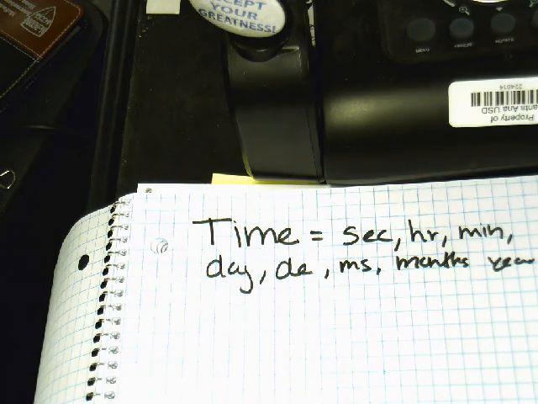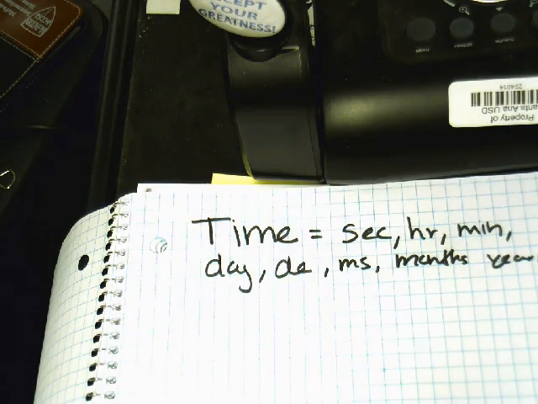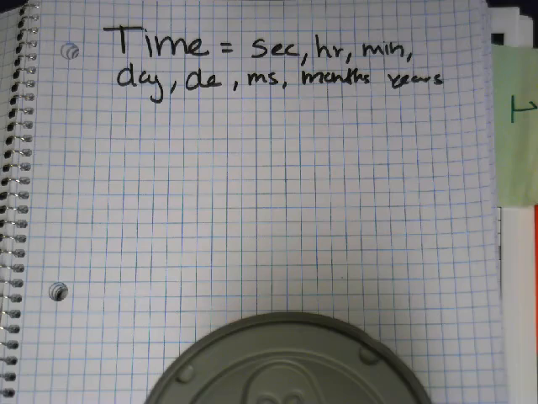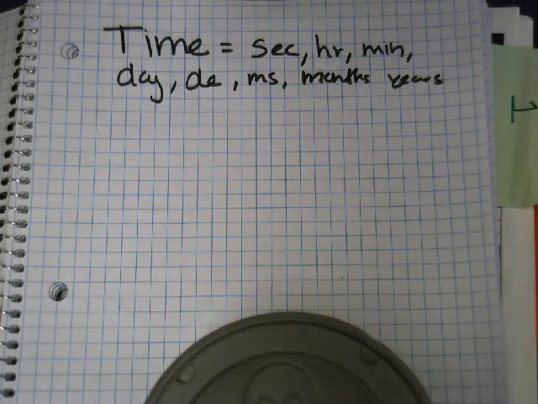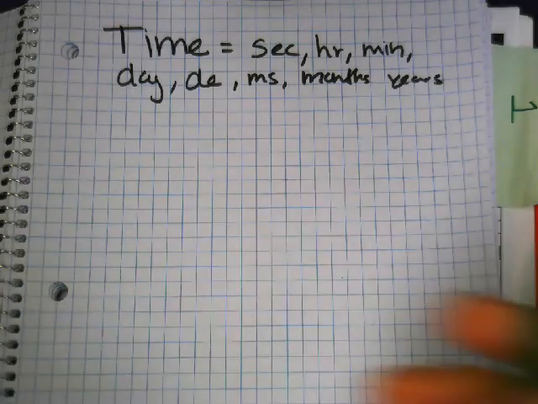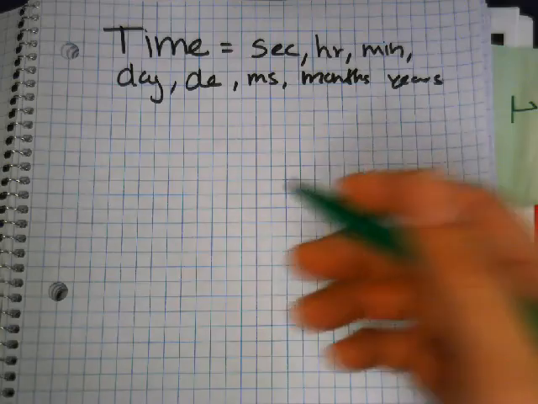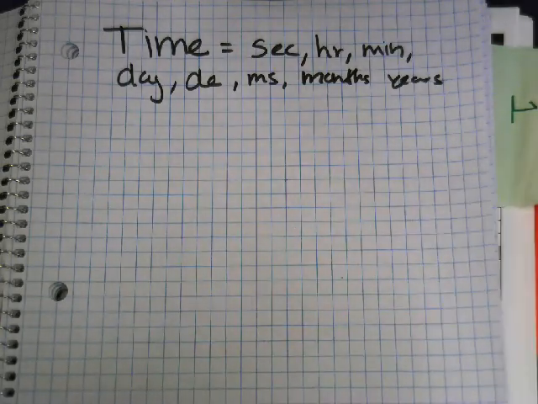So time. Okay, now this one's the tricky one. How do I ask for time? Distance was how far. Speed was how fast. How long? What is that? How long? I think I wanted to write decade and then I got decades, milliseconds, months, years. I mean, you guys get it. There's obviously a lot more.